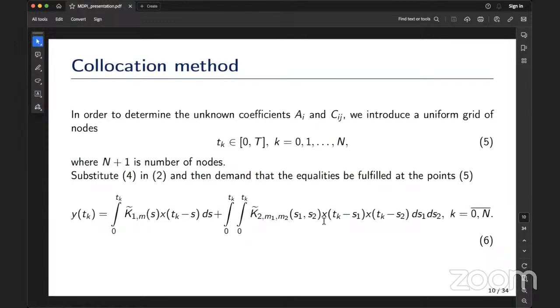That's actually how telecom engineers deal with this Volterra series, so we also follow the same way. Now we describe the collocation method. In order to determine the coefficients a_i and c_ij, we introduce a uniform mesh of nodes, where n plus one is the number of nodes, from zero to n. We substitute 4 and 2 and demand that the equalities are fulfilled at all these points, 5. So basically this equality, 6.